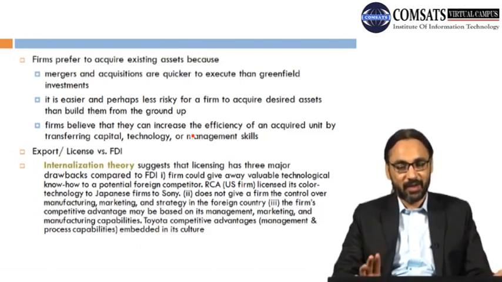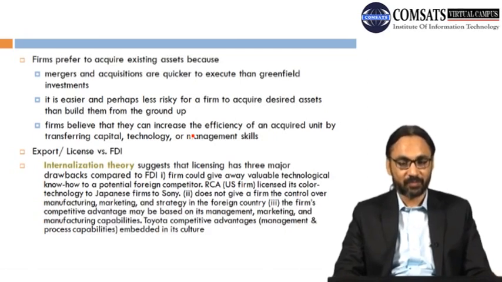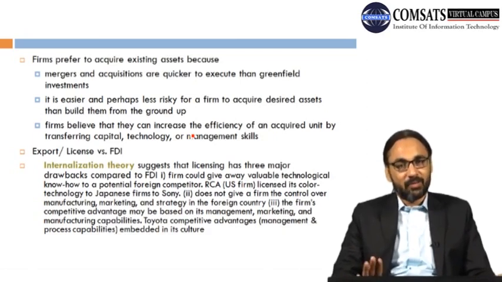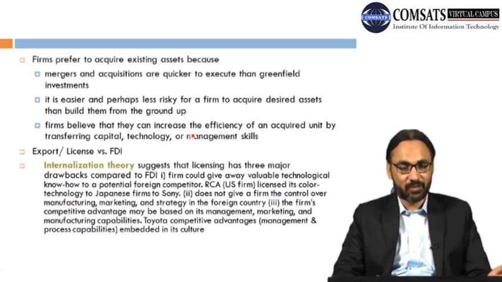Internationalization theory suggests that licensing has three drawbacks compared to FDI. A firm can give away valuable technological know-how to potential foreign competitors. Licensing does not give a firm control over manufacturing and marketing strategies. The firm's competitive advantage may be based on its management, marketing and manufacturing capabilities, and if the competitive advantage lies in these capabilities, it is not possible for a firm to undertake the licensing mode.